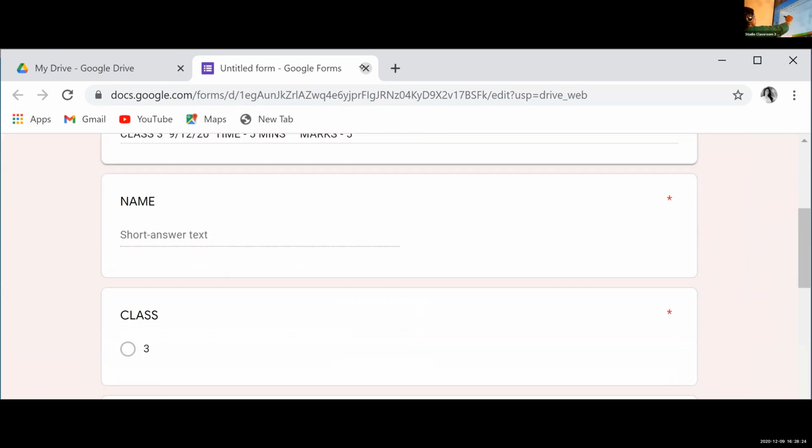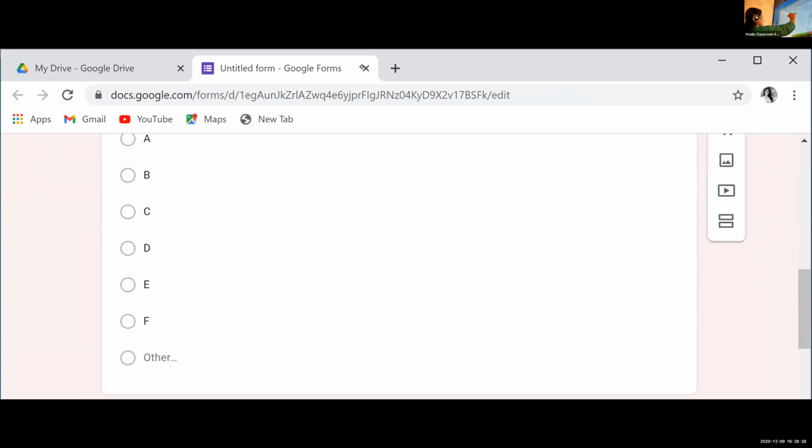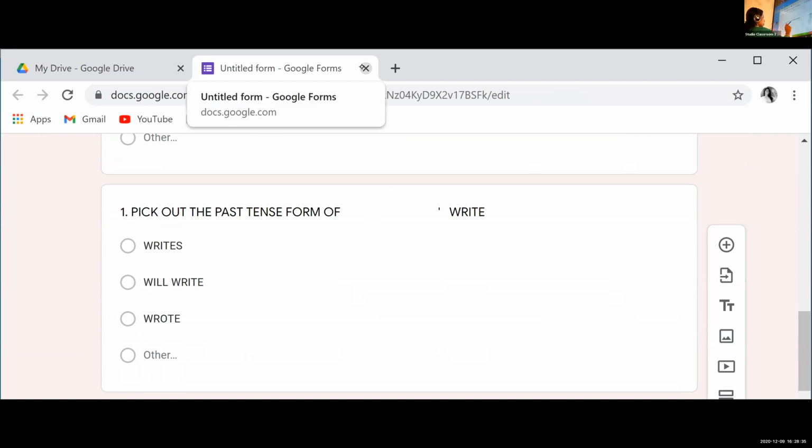Have you got the question paper, children? Have you written your name, your class, your division? Okay, the similar question paper you will be getting. So you pick out the past tense form of the verb right. Click on the right option. See there, it is past tense. Okay, so you have to click on the past tense of the verb form.